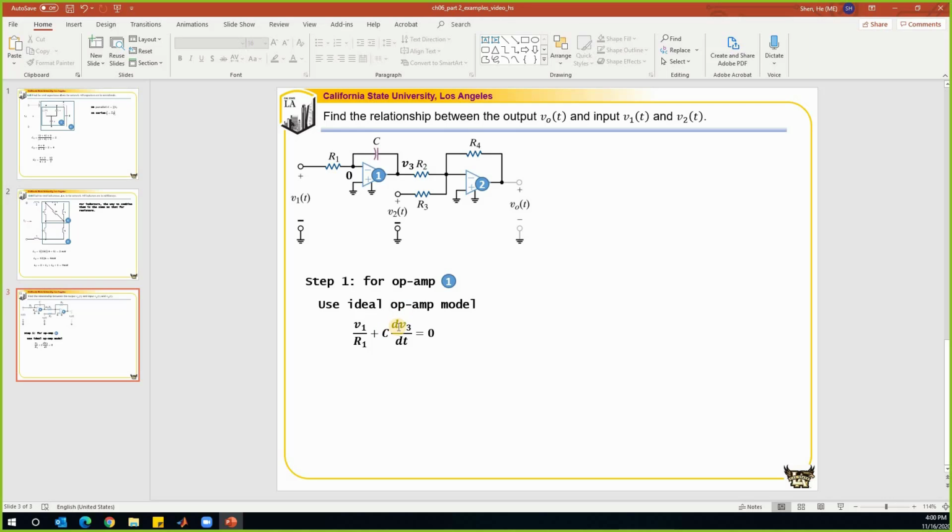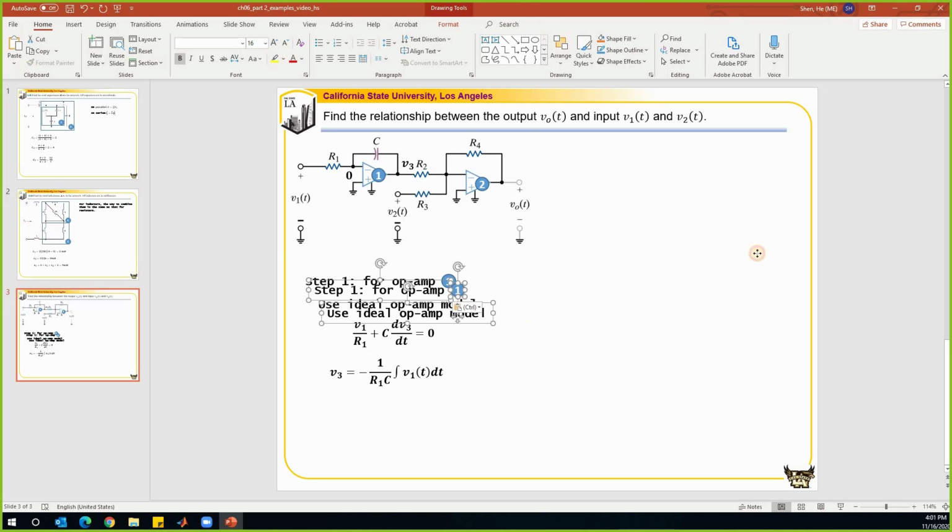From this equation, we'll be able to find the relationship between V3 and V1. So for V3, we put this term to the right-hand side, which will carry a negative sign, and we divide by C, so it will become negative 1 over R1 times C times the integration of V1 dt. So that is how we find the relationship between V3 and V1.